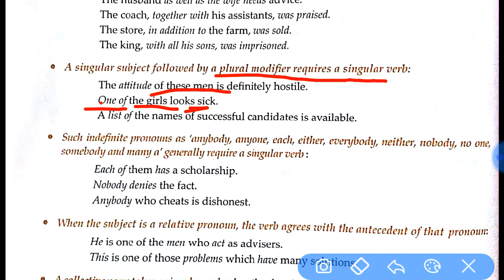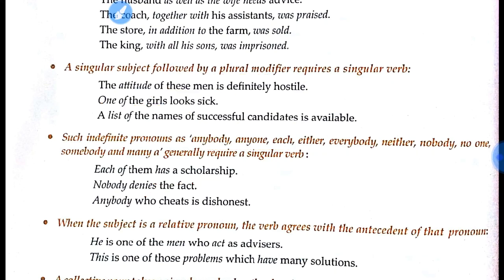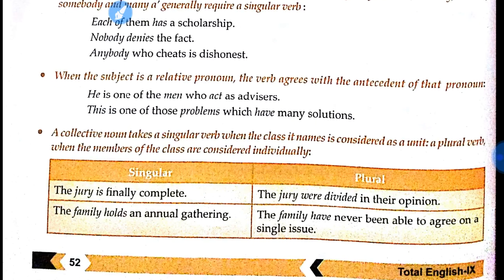Such indefinite pronouns as anybody, anyone, each, either, everybody, neither, nobody, no one, etc. have to have a singular verb. Each of them has a scholarship. Nobody denies. So it's all singular form of the verb.